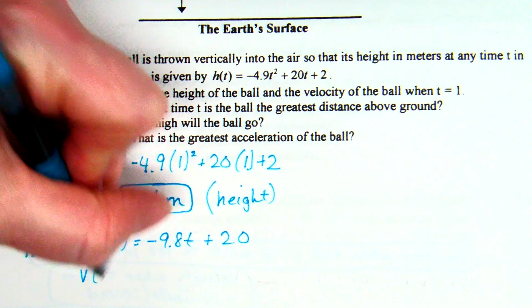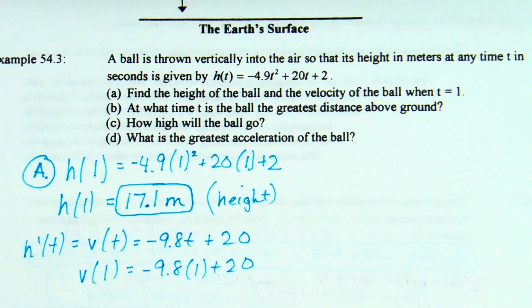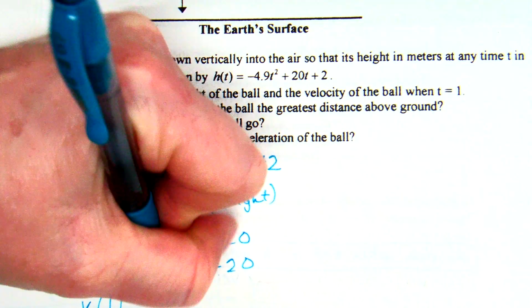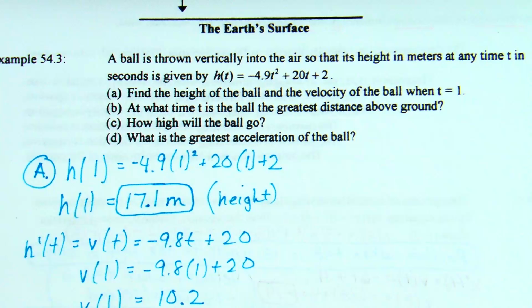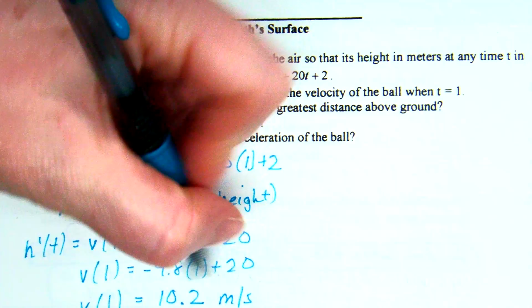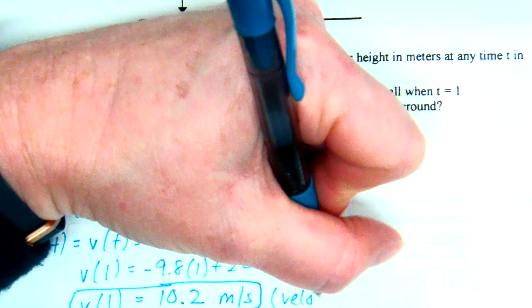So if we want to know the velocity when t is 1, plug it in, right? It's negative 9.8 plus 20, which is 10.2. Velocity is units per time, so this was meters per second. And this is your velocity at time 1.